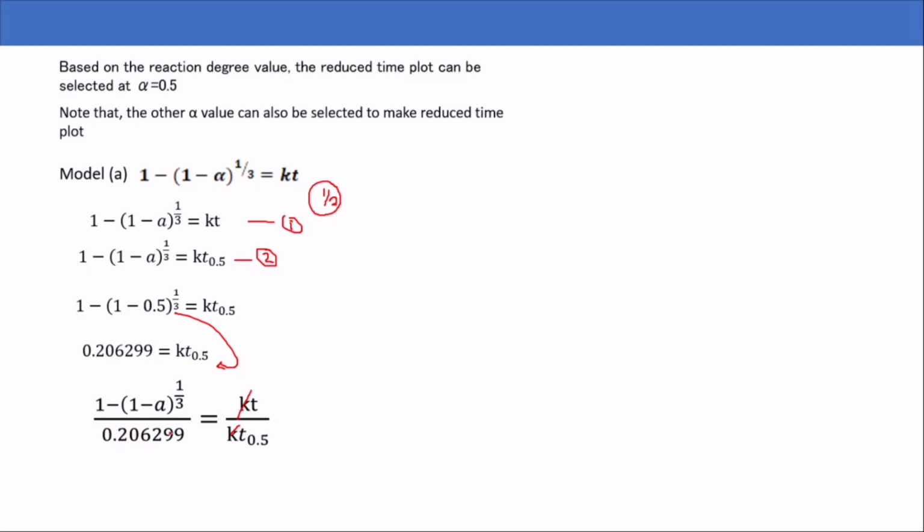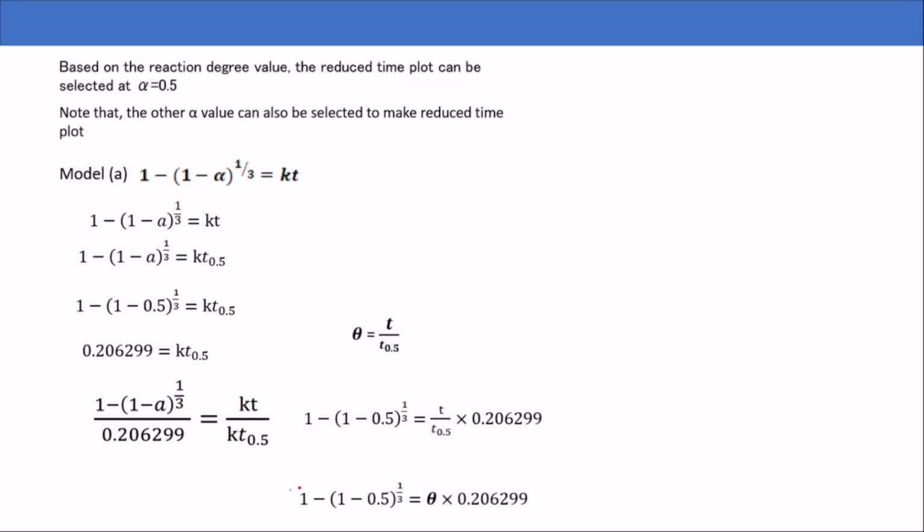What we are trying to find now is theta. So when we do it, you're going to get this, because we multiply by the whole expression. From the question, theta is equal to t over t 0.5, so we can replace this with theta. This is how we've derived the reduced time equation for the first model. Kindly pause the video, then try the second and the third model.